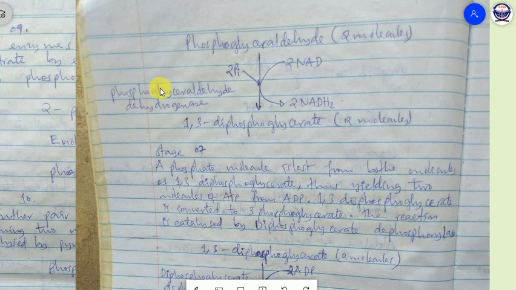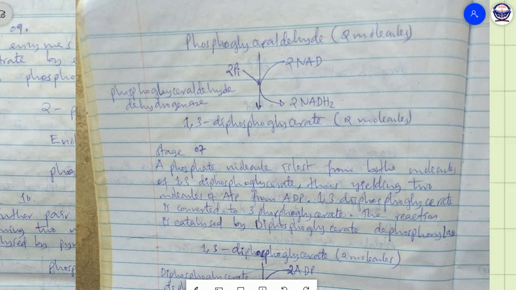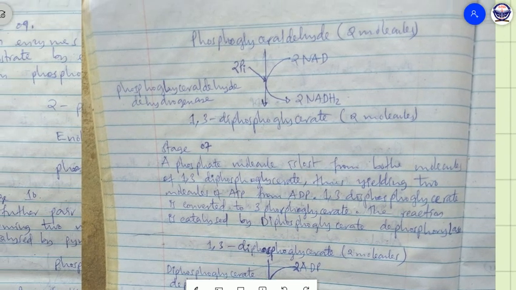Now the enzyme is phosphoglyceraldehyde dehydrogenase. The reaction involves addition of inorganic phosphate and the removal of hydrogen.